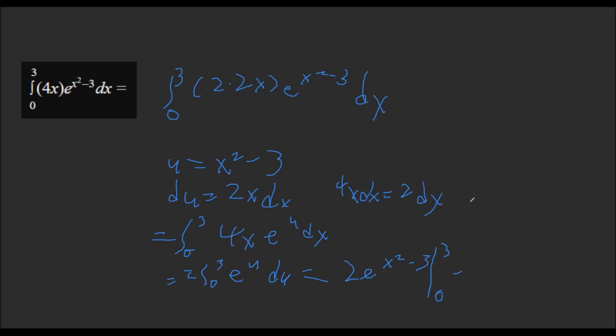Okay, sorry, I'm kind of running out of space here. We can just plug in the 3 so that we end up with 2 times e to the power of 6, minus 2 times e to the power of negative 3. And that is our final answer.